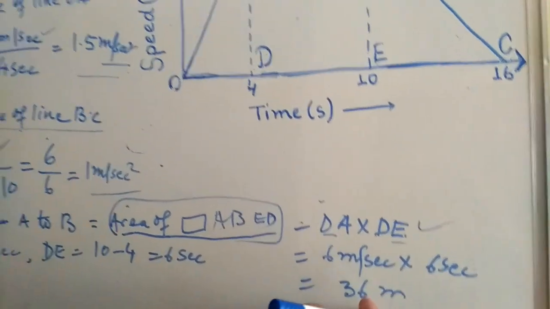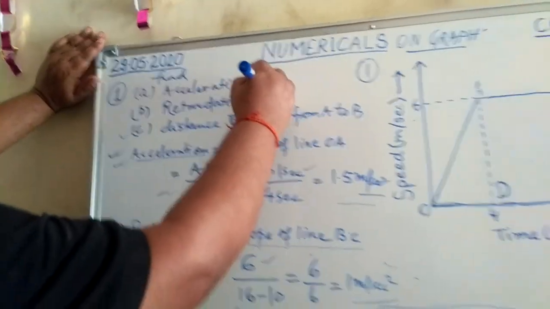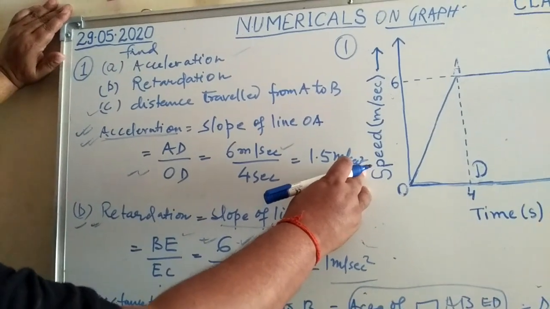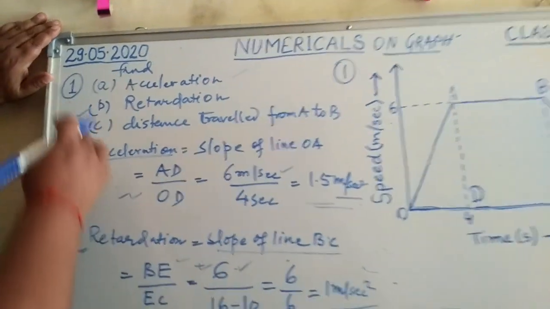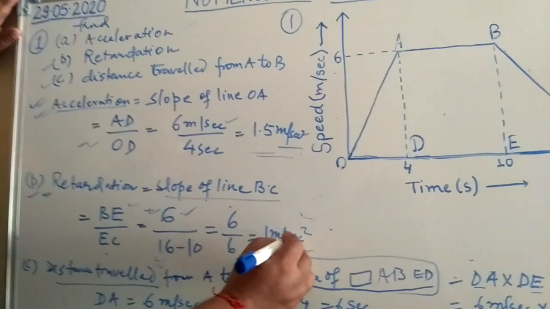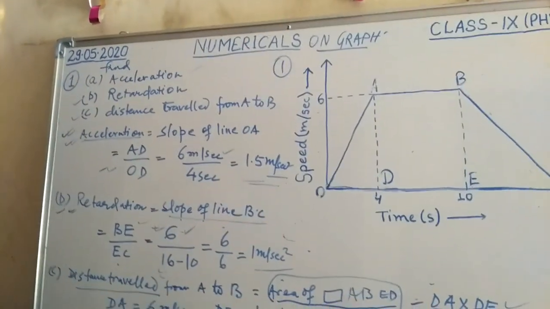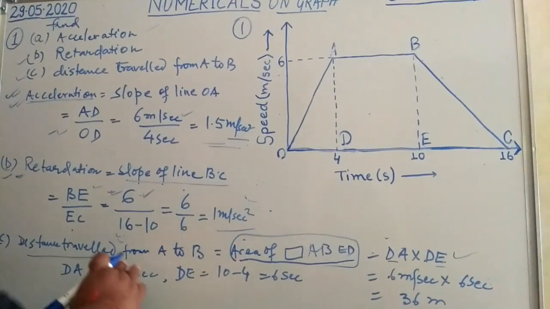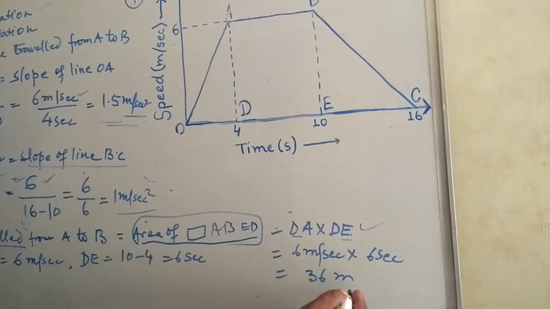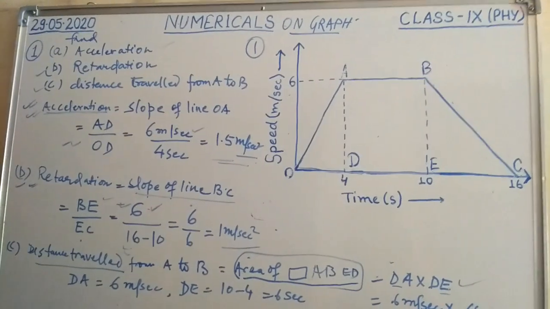So this is the solution of the question. In that particular case, we calculated the acceleration, which is equal to 1.5 meter per second square, and second, the retardation, which is 1 meter per second square. Retardation is also a negative acceleration. And third, the distance traveled from A to B is equal to 36 meter. So this is the solution of the graph-based numerical.